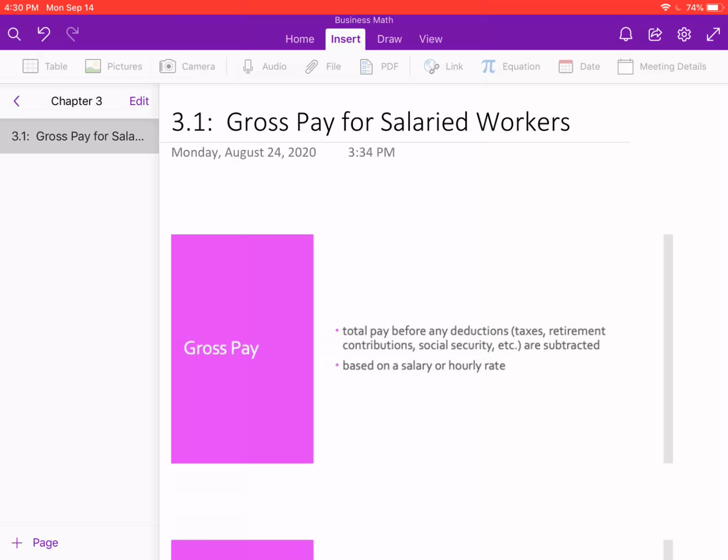This is section 3.1, gross pay for salaried workers. So what is gross pay? Gross pay is the total pay before any deductions, such as taxes, retirement contributions, Social Security, anything else, are subtracted. So it's based on a salary or an hourly rate. So basically, it's what you make before anything gets taken out.